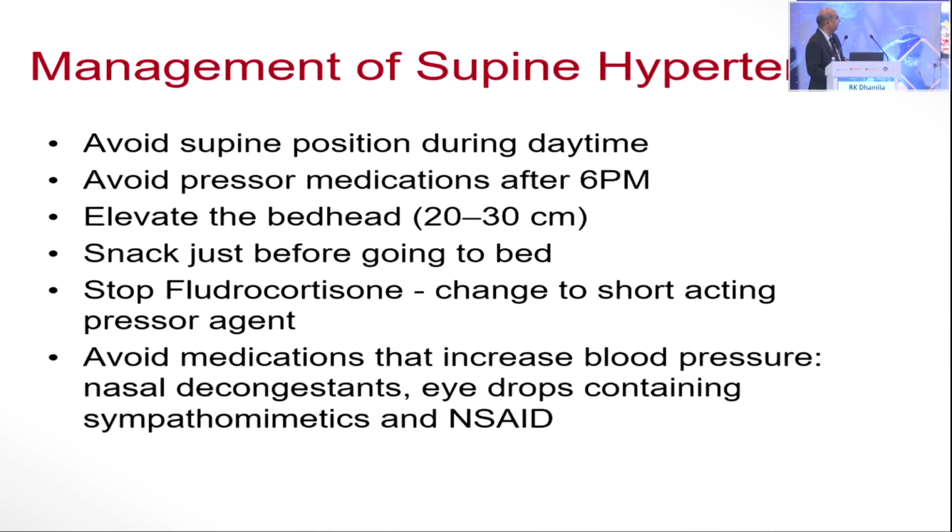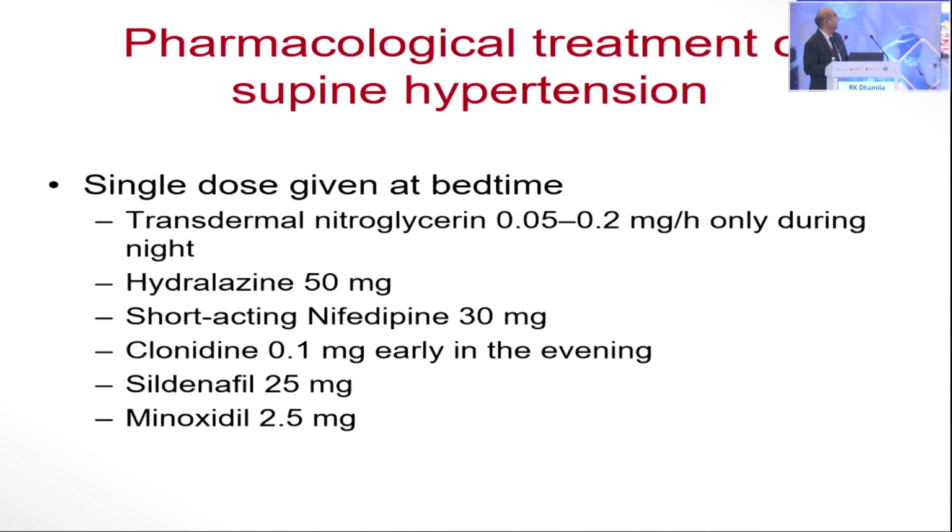If the patient is already on fludrocortisone, you have to stop it and avoid medications which increase blood pressure, like nasal decongestants, eye drops, sympathomimetics, and NSAIDs. So these are very simple measures. A very important clinical entity, often forgotten, often neglected, which has a treatment.